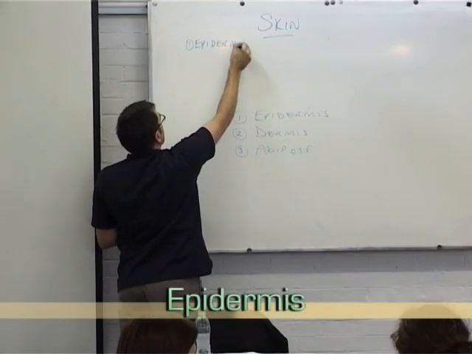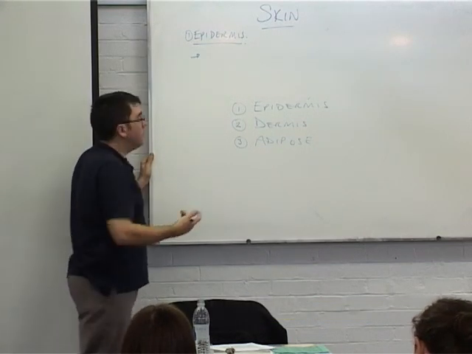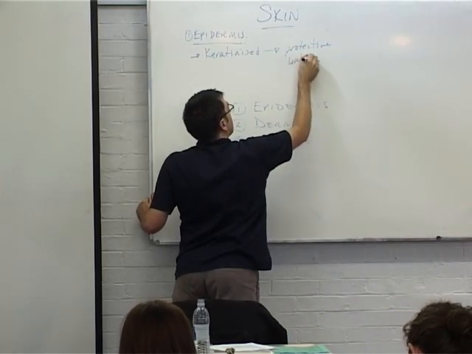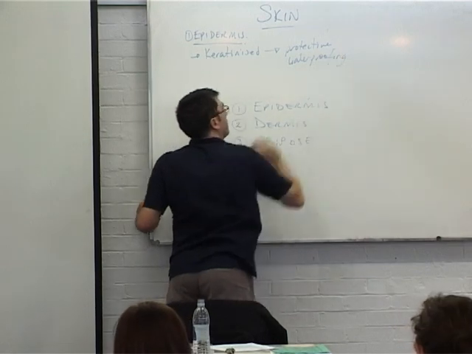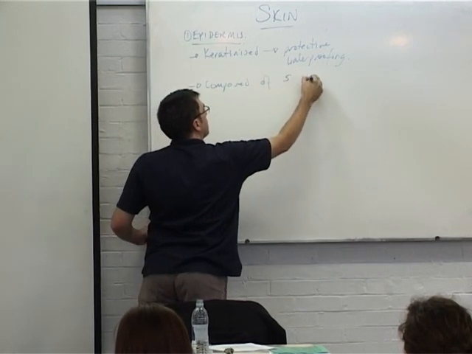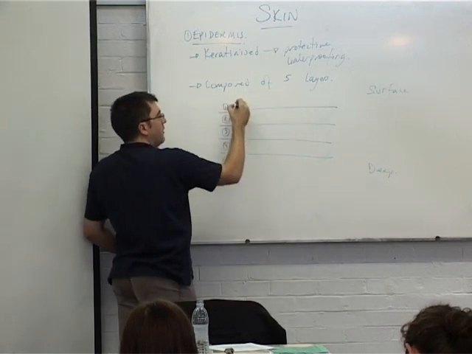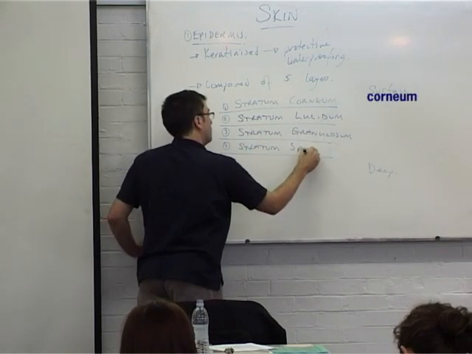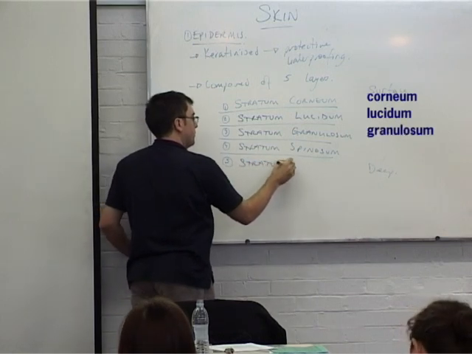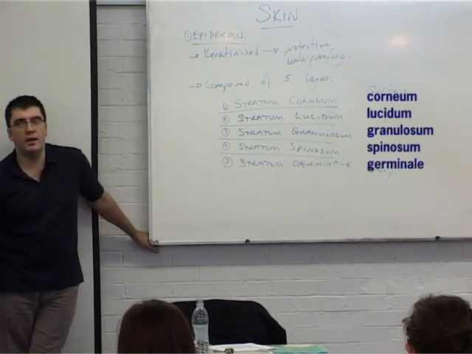So, first of all, the epidermis. If you remember, we said that it's formed from stratified epithelium, and it is keratinized, and the keratin, if you remember, is protective and waterproofing. It is composed of 5 layers, and they are running downwards from the surface: the stratum corneum, the stratum lucidum, the stratum granulosum, the stratum spinosum, and the stratum germinale.